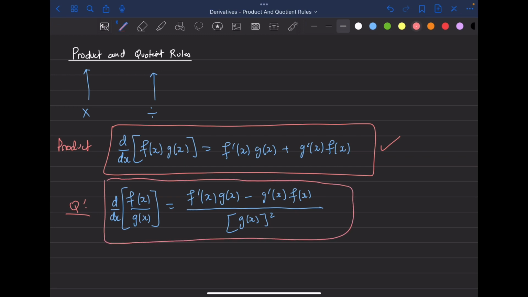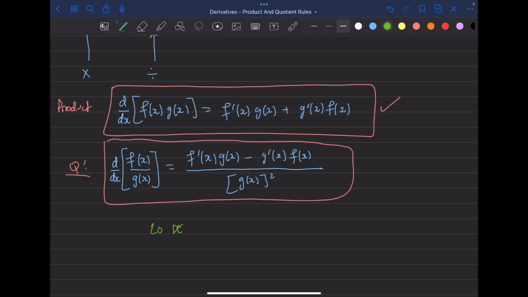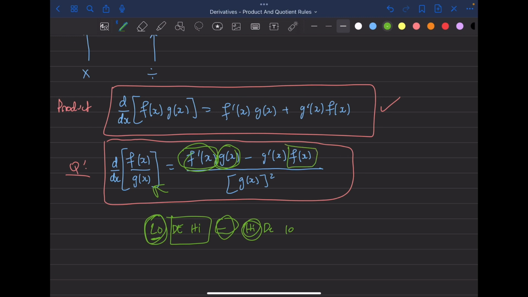A quick abbreviation that actually does help, I've seen a lot of people use it, is low d high minus high d low. If you look at the fraction as low and high, so numerator and denominator, top and bottom, then you say, okay, we're going to multiply the low times the derivative of the high, so multiply the denominator by the derivative of the numerator, and then minus high, so the top, times the derivative of the bottom, d low, derivative of low, so g prime. So that's how you get the top.